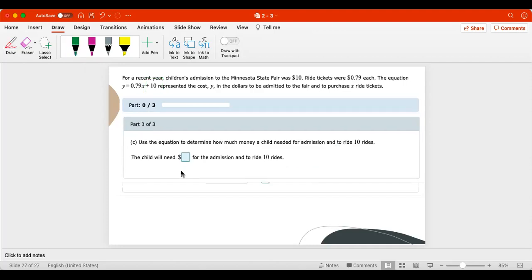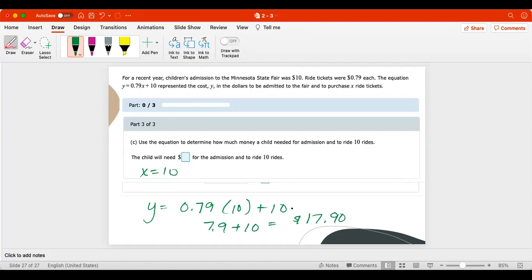Finally, let's pretend that you have a child and let's say they want to go to the fair and they said, I want to ride 10 rides. Mom or dad, how much will it cost me? Will you give me some money to go to the fair? That's the idea. And you need to figure out how much money to give your child to go to the fair. Well, 10 rides means x is 10. So y is 79 cents times 10 plus $10 for the admission. So this is 7.9 plus 10. You need to give your child $17.90. And that's all you need to do for this question.